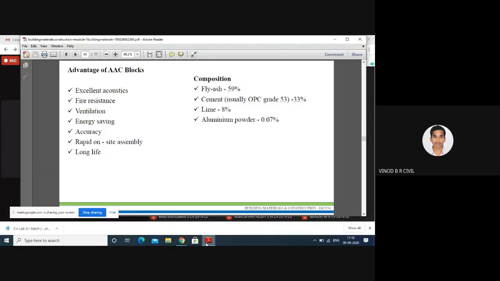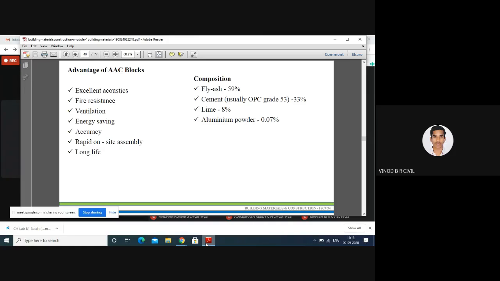And next one is advantages of aerated concrete blocks. First one is the excellent acoustic and fire resistance and ventilation, energy saving, accuracy, rapid on-site assembly, long life, means it's nothing but durability. First one is excellent acoustic, means on the outer surface we can expect a uniform surface.